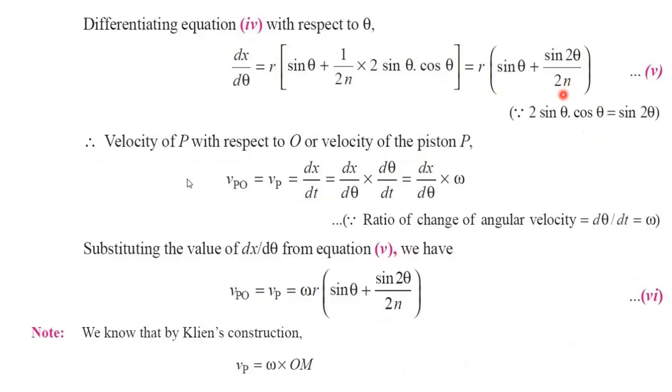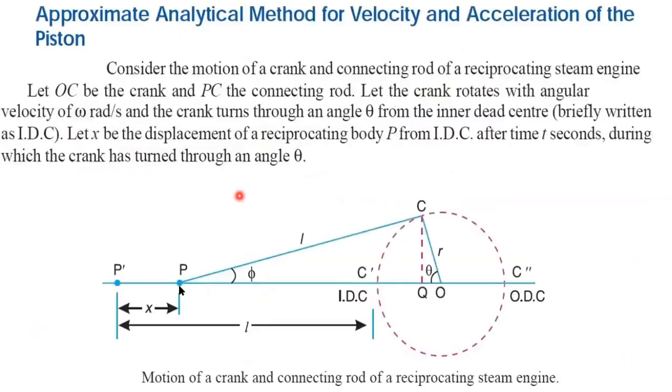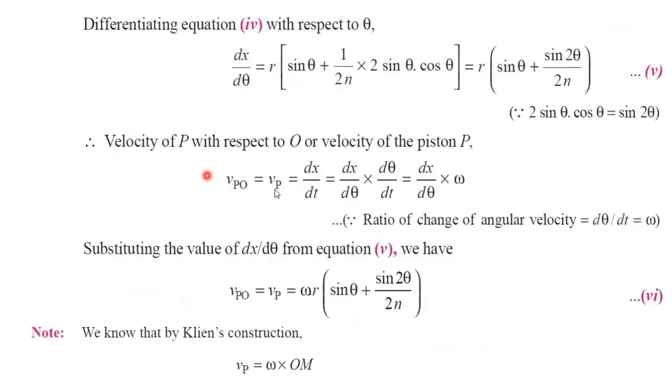Now we know the velocity of P with respect to O, that is the velocity of the piston, which we can write as VPO. The piston moves along the line of stroke, right? So the velocity of piston VPO is nothing but VP. We need to differentiate with respect to time, that is dx by dt, which is nothing but the velocity of the piston. This can be written as dx by d theta into d theta by dt.